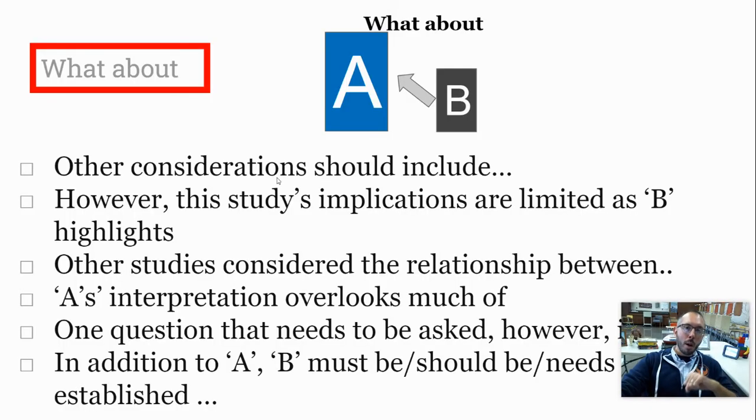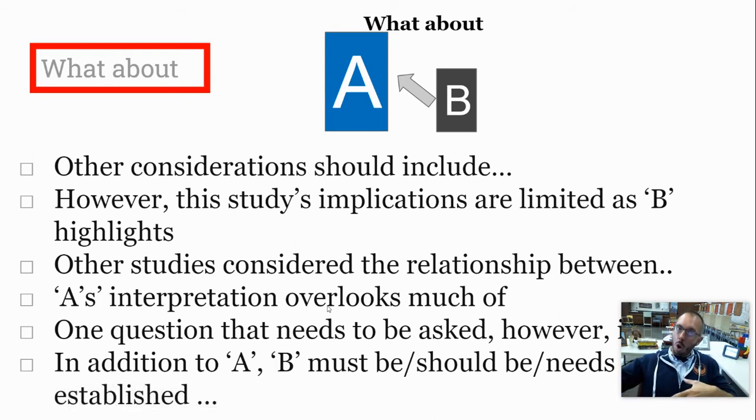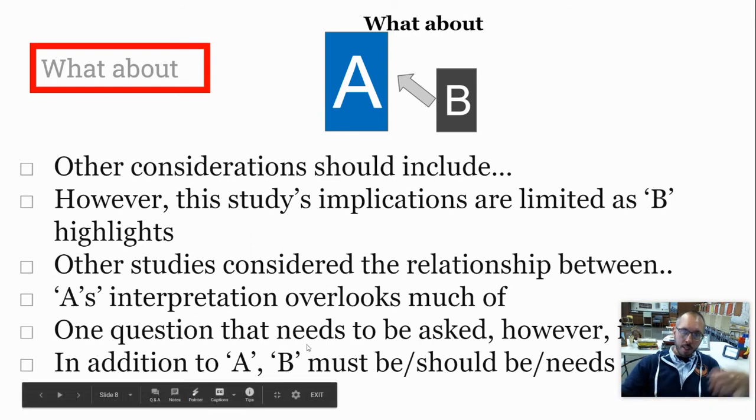Let's say you have a what about relationship. You could say, other considerations should include, or however, this study's implications are limited as B highlights, and then go into what B says. Other studies consider the relationship between, or A's interpretation overlooks much of, and then go into what B says. This is going to help you show that what about relationship.